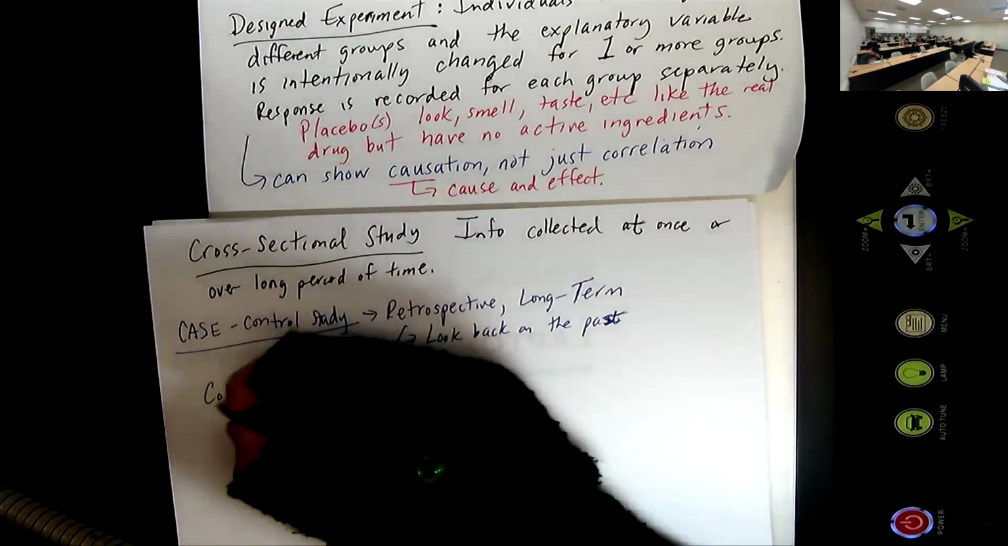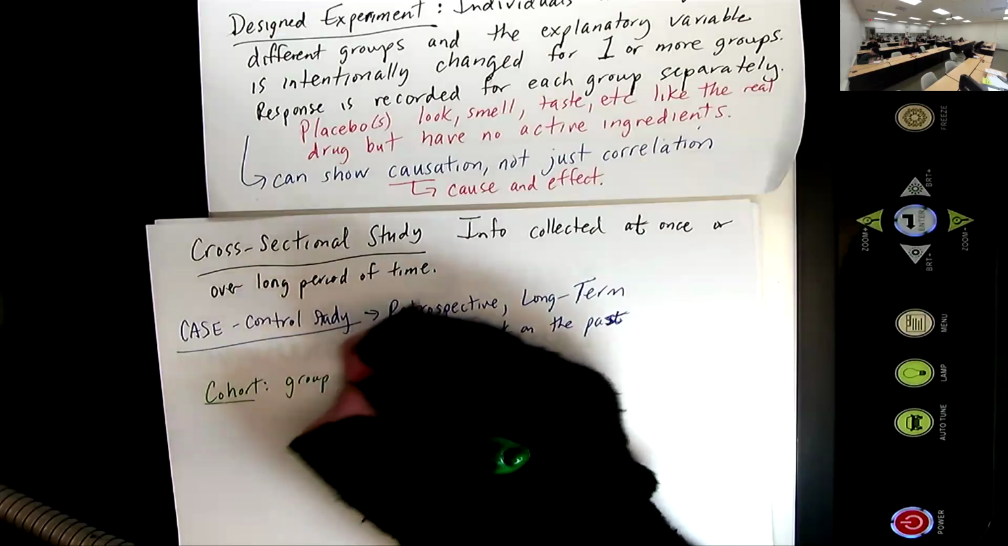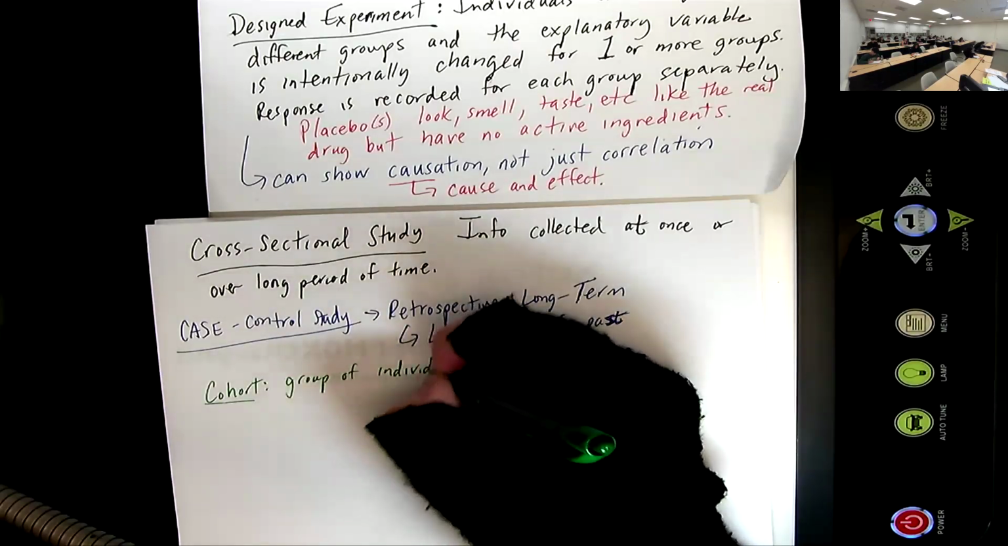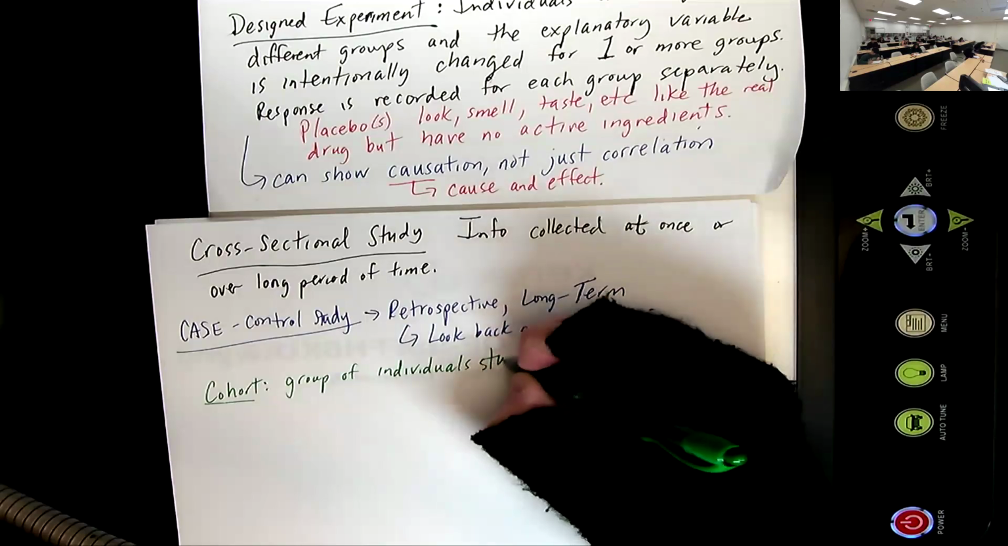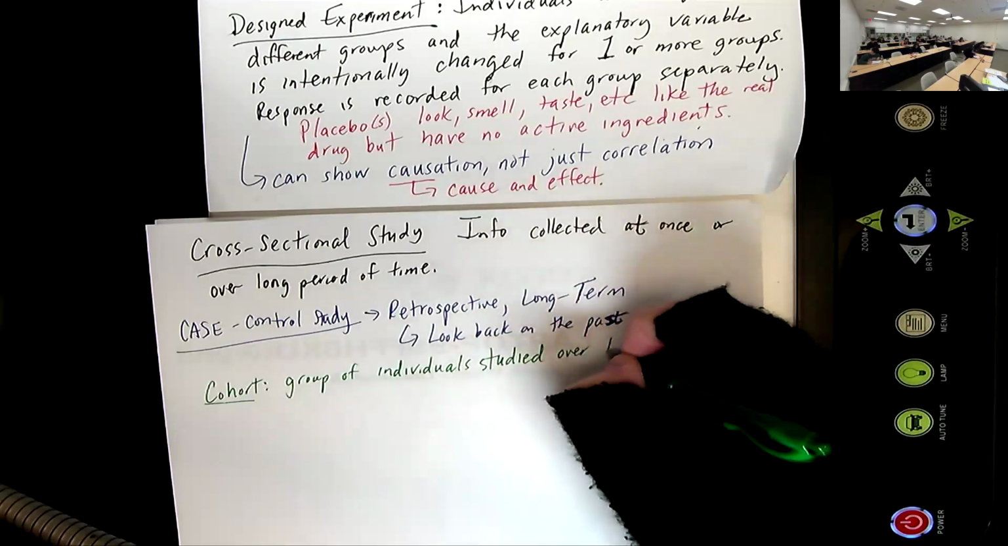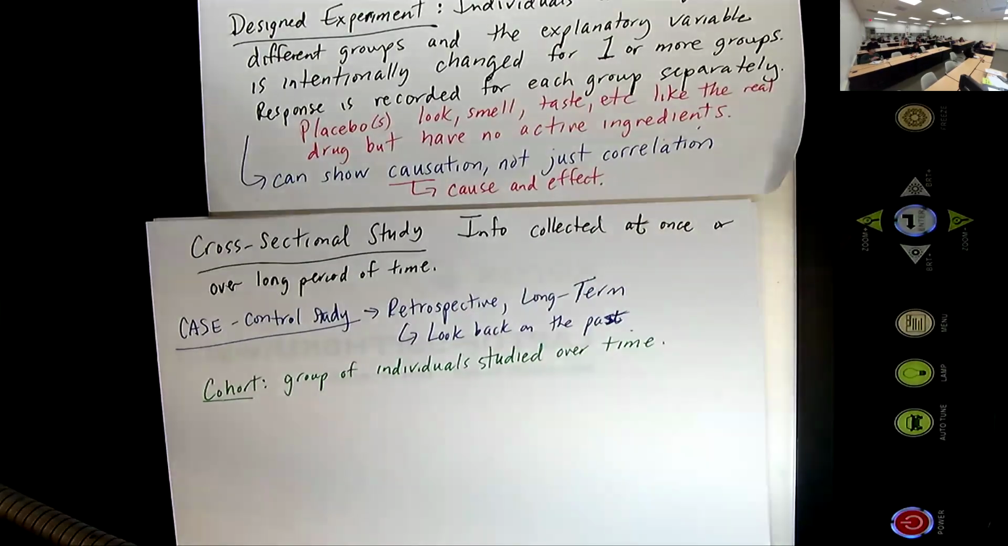A cohort is a group of individuals studied over a long period of time. A lot of scholarship programs and student success programs have cohorts, because they're trying to constantly improve ways to help students do better and perform better. So they break it down, every couple of years is a different cohort.